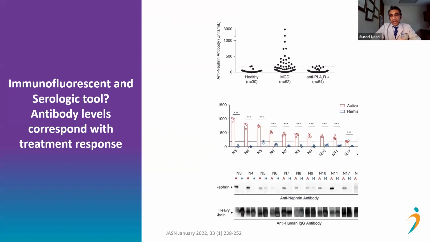So this was looking at the antibody levels. The top is the amount of anti-nephrin antibody. In the minimal change cohort, you can see there's much higher levels compared to the healthy cohort or those with nephrotic syndrome from membranous nephropathy. It was a different process. And you could see that the antibody levels were significantly lower in individuals when they were in remission, that's the blue circles on the second chart, as opposed to when they're active. So again, if they're high when your disease is active and they're low when you're in remission, that's very likely the responsible process.